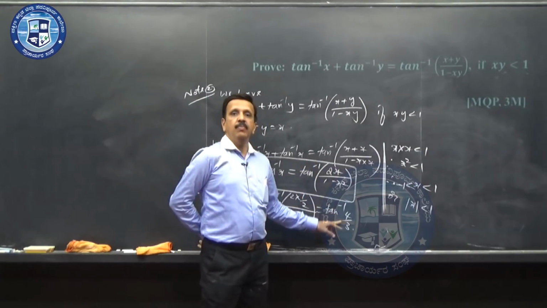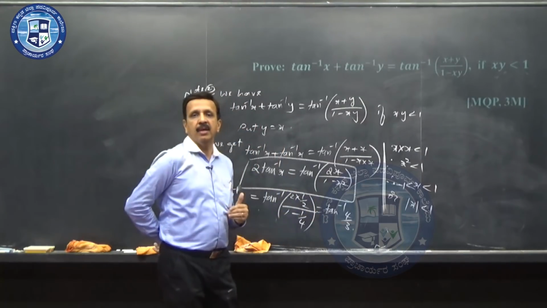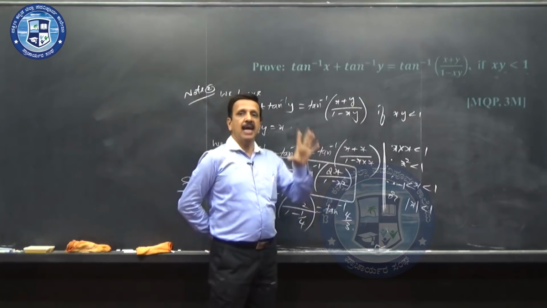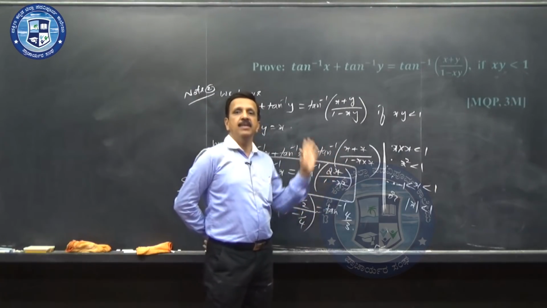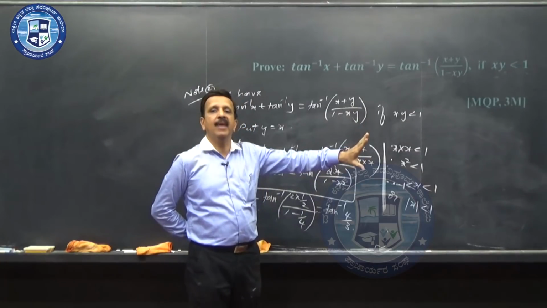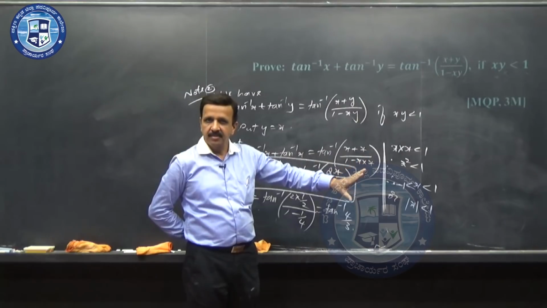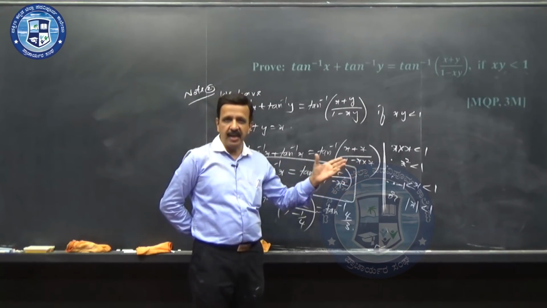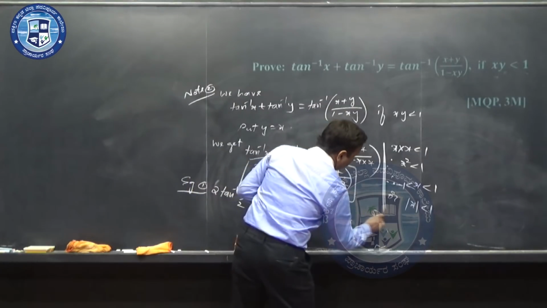4 by 3 is 1.33. 1.33 is slightly more than 1. If it is tan inverse 1, the answer would have been 45 degree. So, 1.33 means tan inverse slightly more than 1. So, the answer can be approximately 50, 52 degree, around 52, 53 degree. So, how much I said? This answer is approximately 53 degree.